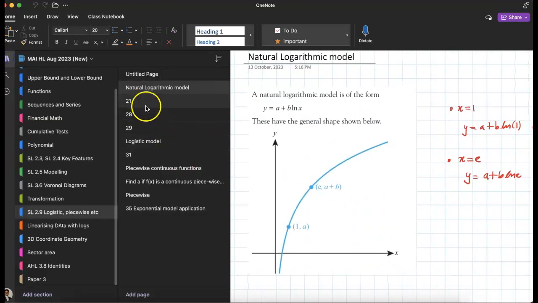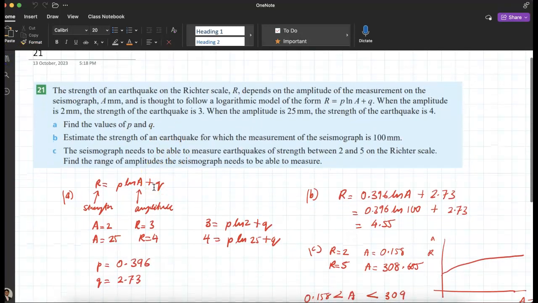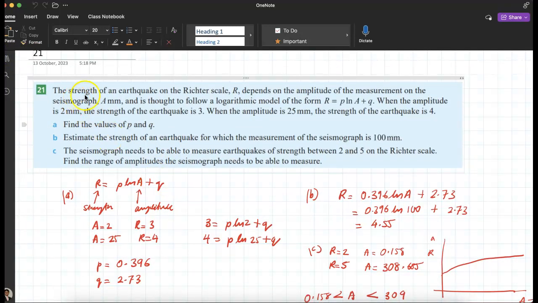Okay, so if I go on the next page and see the sum based on this. Now this is a typical sum that will come in. The strength of an earthquake on a Richter scale R is the log model R is equal to P ln A plus Q. The amplitude is 2 mm. The strength of the earthquake is 3. So the strength is R.